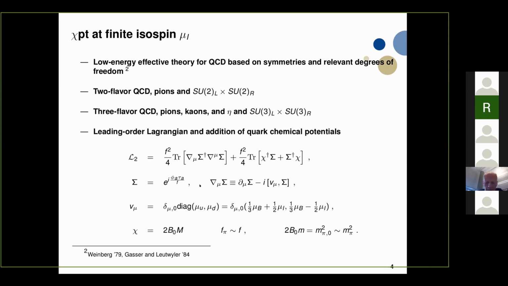There are a couple of things that I would like to point out in this transparency, namely that I've indicated that f pi, which is the pion decay constant, can essentially be identified with the prefactor f here, and then the factor 2 B0 m is essentially the pion mass. It's a tree-level pion mass. But we're going to see that these receive radiative corrections, and they are actually essential to keep track of.